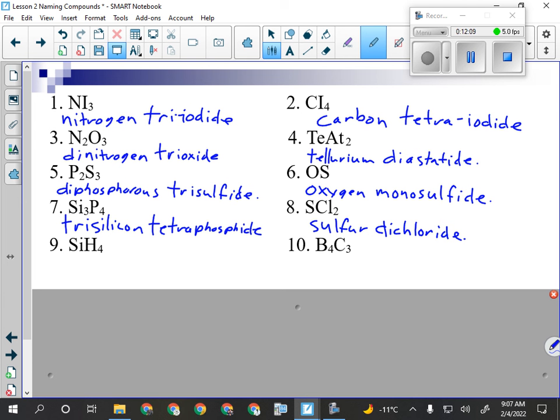All right, number 9, we've got silicon again, and this time we got hydrogen, but hydrogen is listed second, which means it's behaving as a metal or non-metal? Non-metal. So this time it will be silicon tetrahydride. And then our last one here, we've got 4, so tetraboron tricarbide.